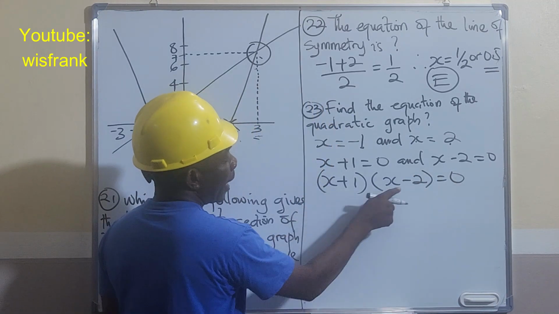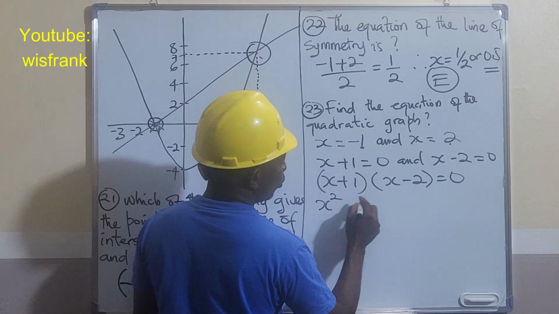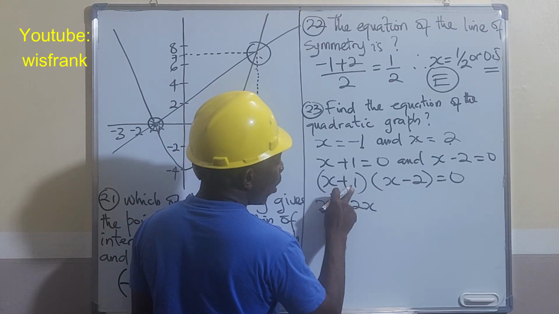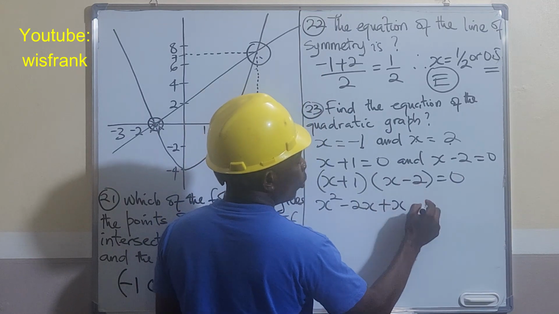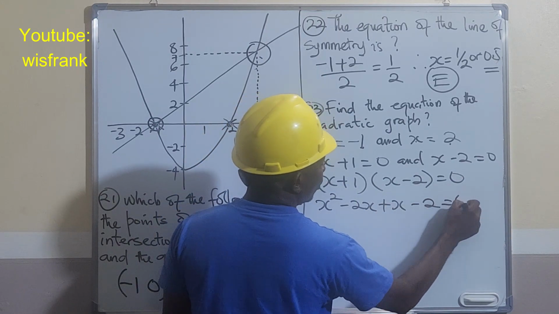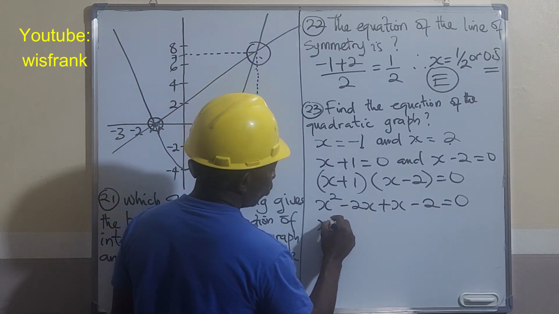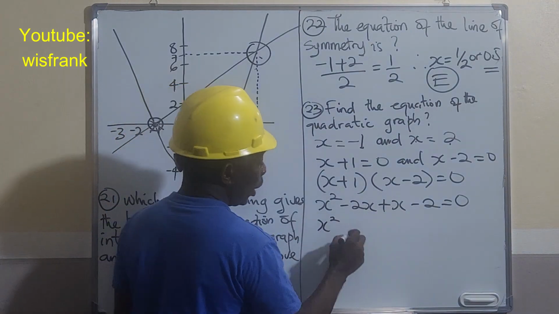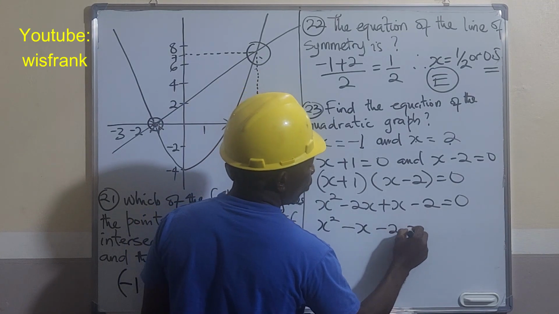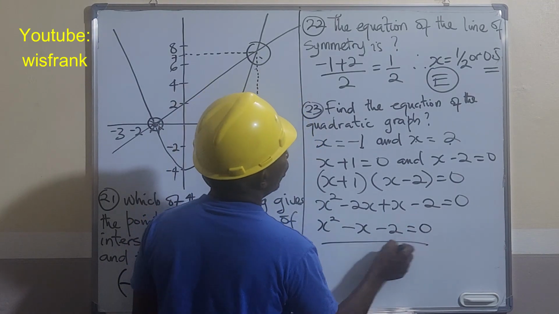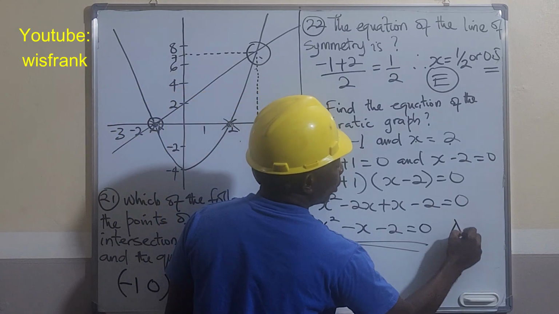Here we can expand this. x times x is x squared. x times -2 is -2x. Then 1 times x is plus x. Then 1 times -2 is -2, equals 0. We can simplify this further: x squared minus 2x plus x equals minus x, then we bring down -2, equals 0. So this is the equation of the quadratic graph, and the correct option for that question was A.